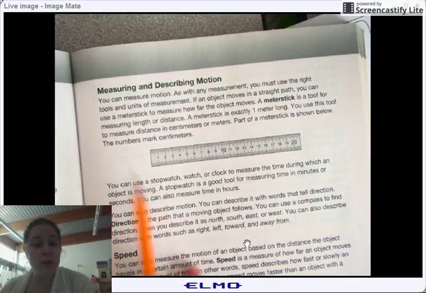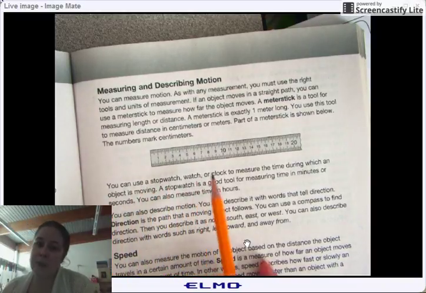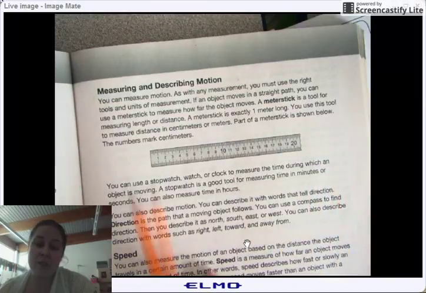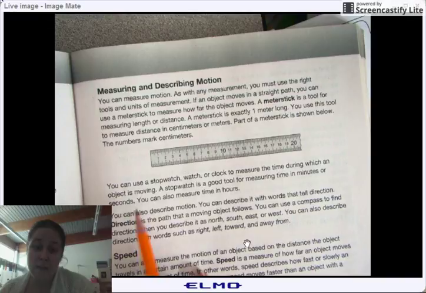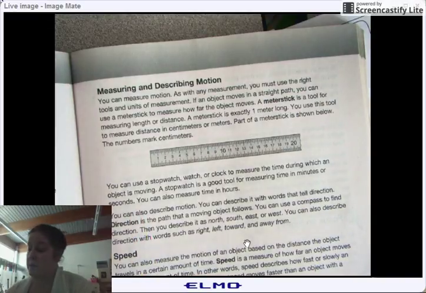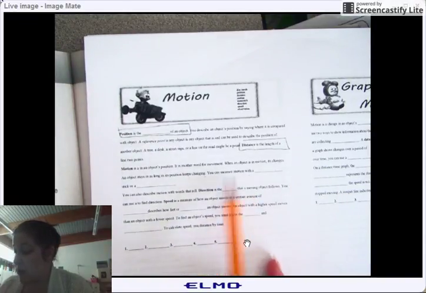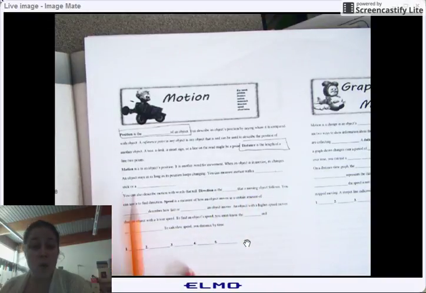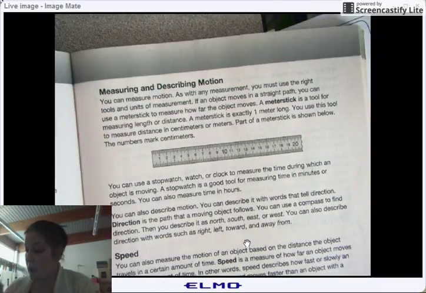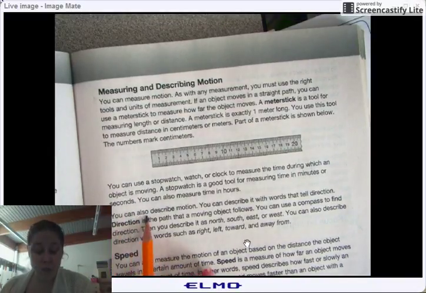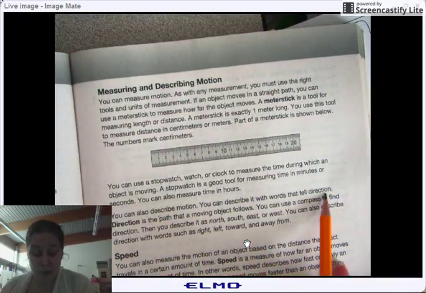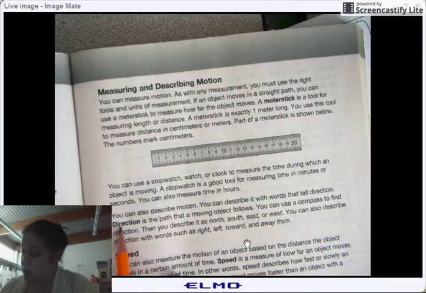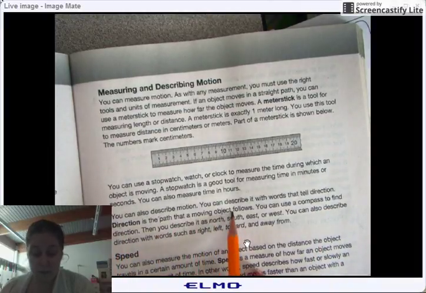You can also use a stopwatch, watch, or clock to measure the time during which an object is moving. A stopwatch is a good tool for measuring time in minutes or seconds. You can also measure time in hours. So if you'll notice here, you can measure motion with a meter stick or a stopwatch. We should have been able to answer both of them. You can also describe motion with words that tell direction. Direction is the path a moving object follows.